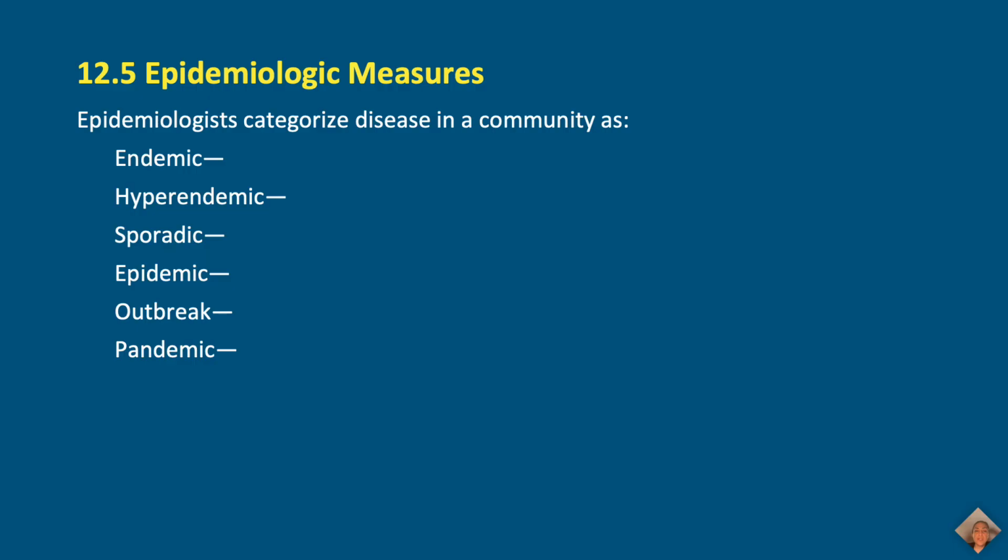So endemic, this is continual and constant presence of a disease within a geographical area. Hyperendemic is persistent high levels of disease in an area. Sporadic, it's occurring at irregular intervals. An epidemic, all of a sudden we see this sudden increase. And then an outbreak is an epidemic that affects a specific geographical area. And a pandemic is a worldwide epidemic.